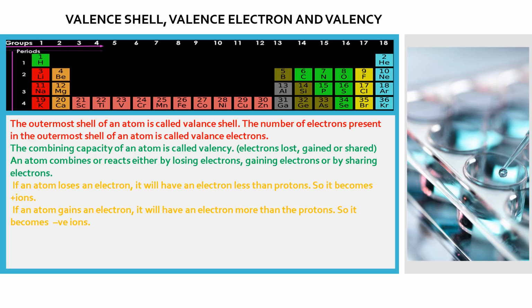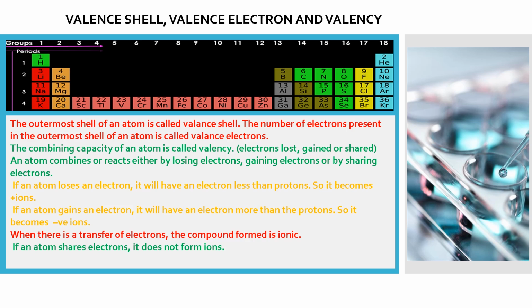You know that atom is basically electrically neutral, having equal number of electron and proton. So loss or gain of electron will change the charge of the atom. And if it gets charged, we call it as ions. When there is a transfer of electron from one atom to another atom, the compound formed is ionic. If an atom shares electrons, then it does not form ions. The electrons are basically shared, so they don't become charged. And the compound formed will be called as covalent compound.